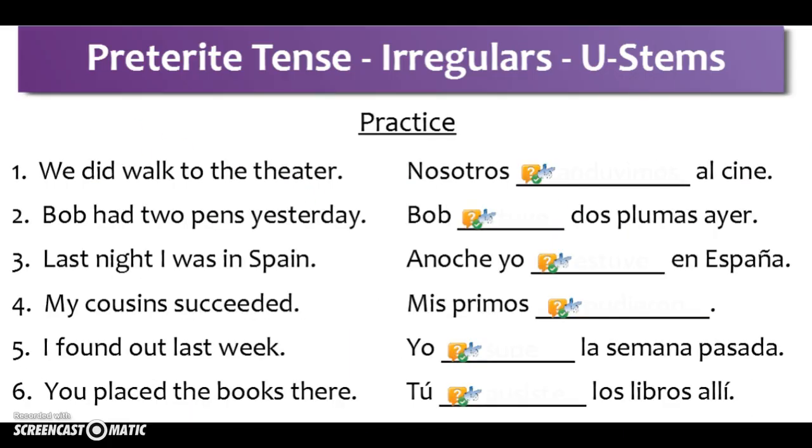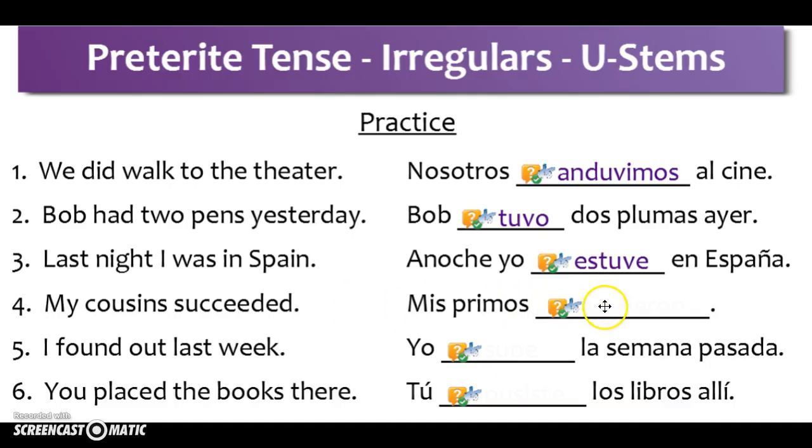Now you try and see if we can skip the typos. We did walk to the theater. Nosotros anduvimos al cine. Bob had 2 pens yesterday. Bob tuvo 2 plumas ayer. Last night I was in Spain. Anoche yo estuve en España.